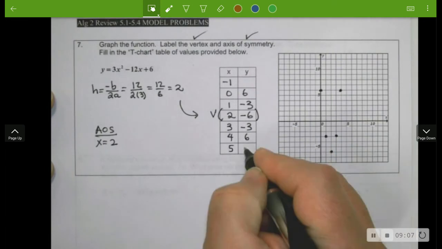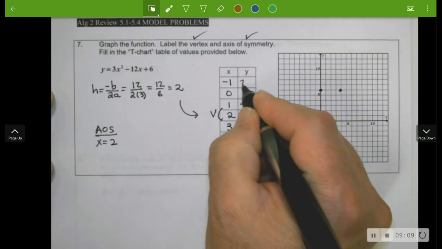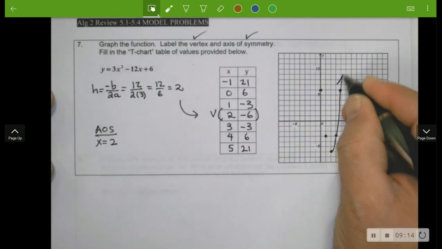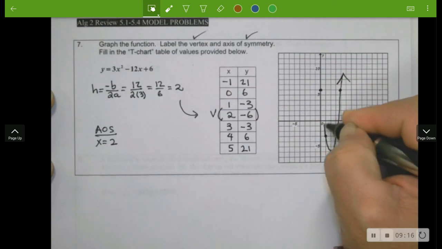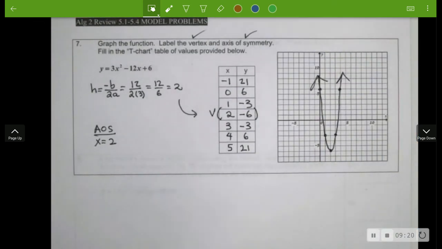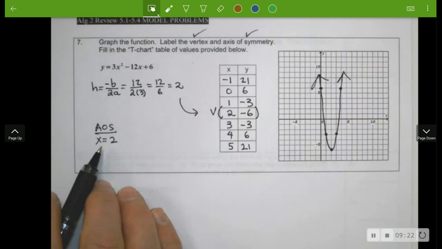So I'll put that on the table, but there's not enough room on the graph to get that one to show. So I'll just go ahead and finish this out here. And there's the graph of the parabola. We've got the vertex here. We've got the axis of symmetry. So that problem is done.